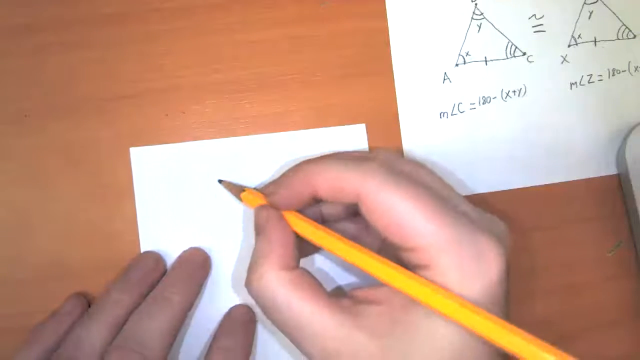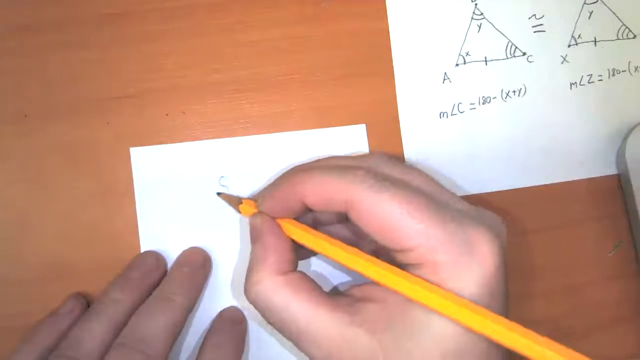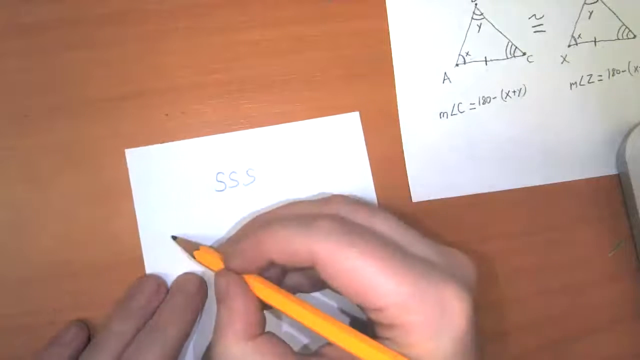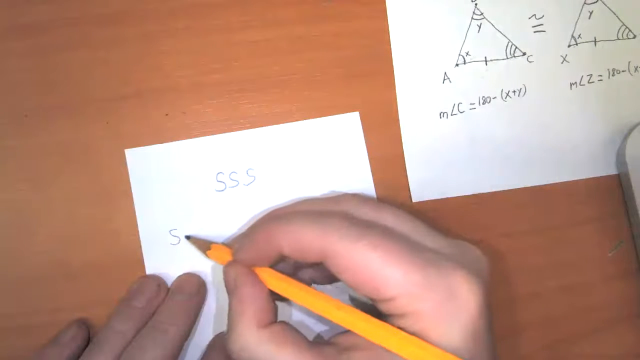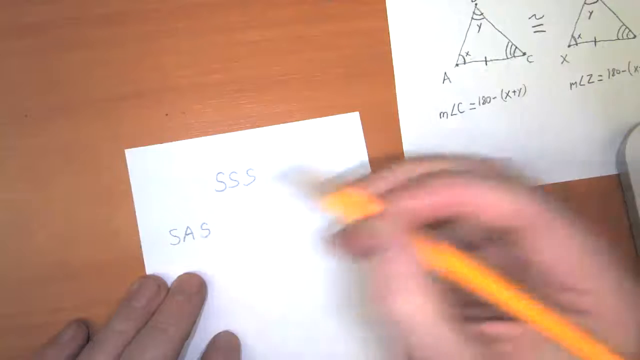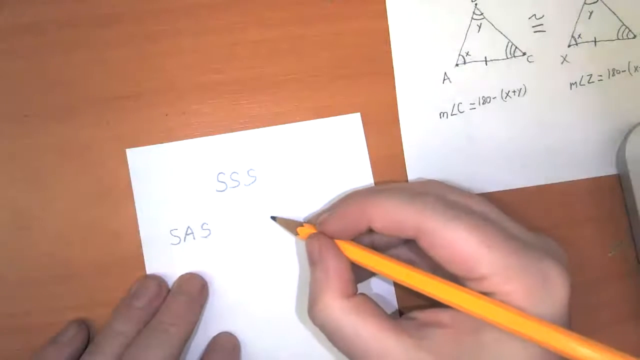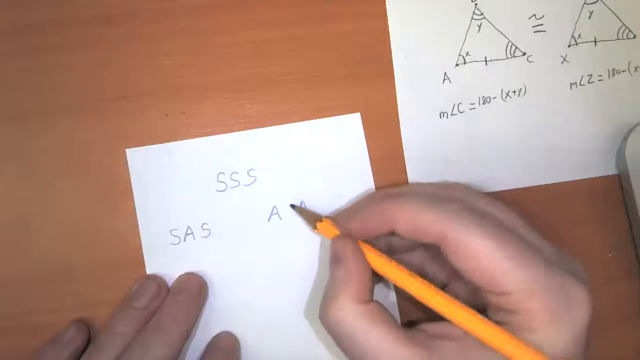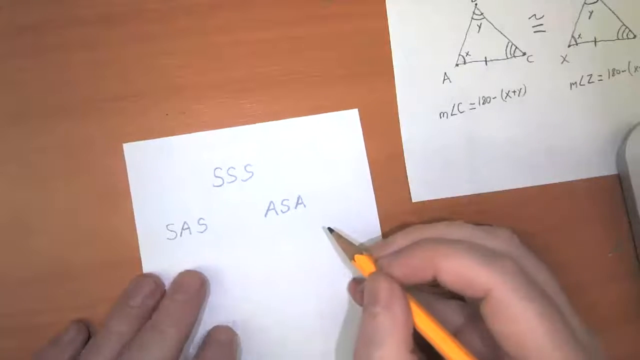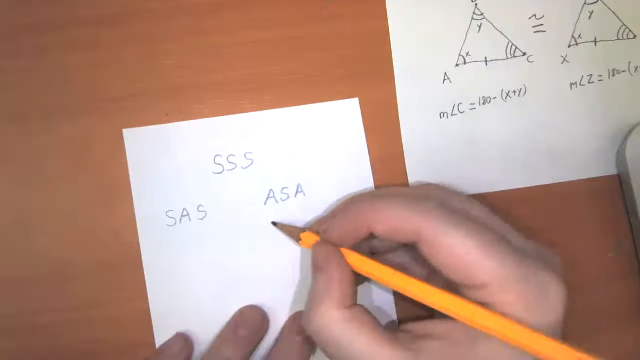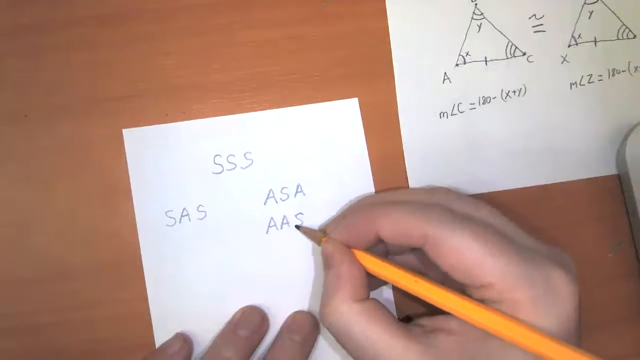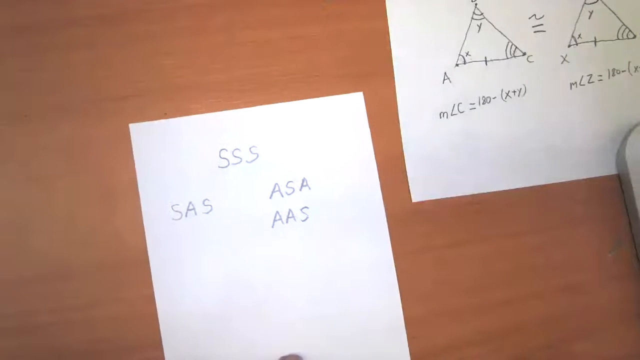So let's think about the rules we have at this point in time. So at this point, we've got four triangle congruence criteria. We've got SSS, so three pairs of sides. I can have two pairs of sides and the angle between them. Or I can have two pairs of angles and the side between them. Or I can have two angles and the side that's not between them.